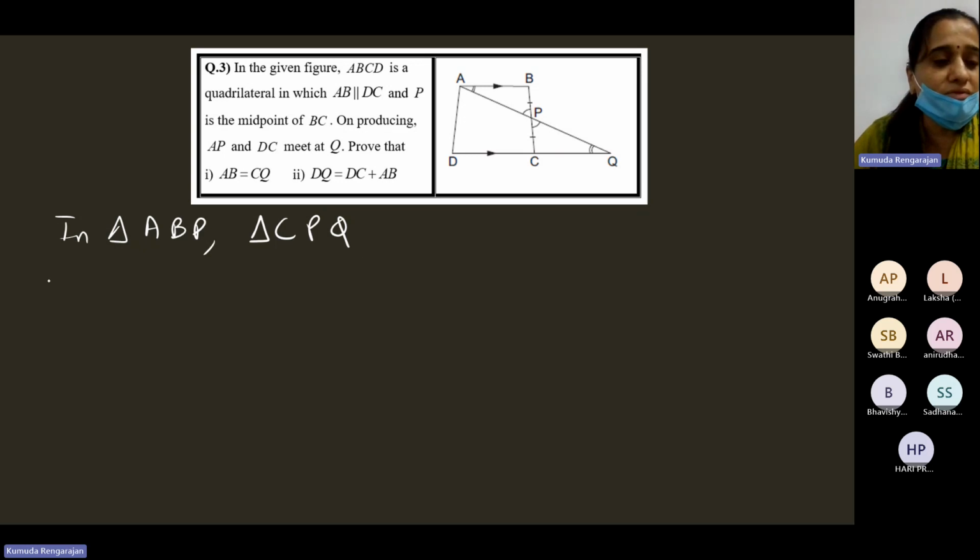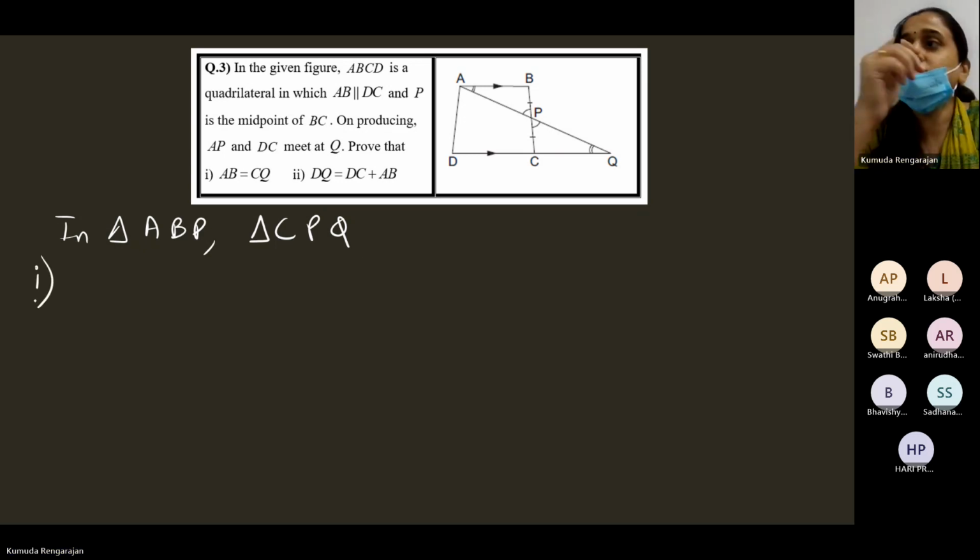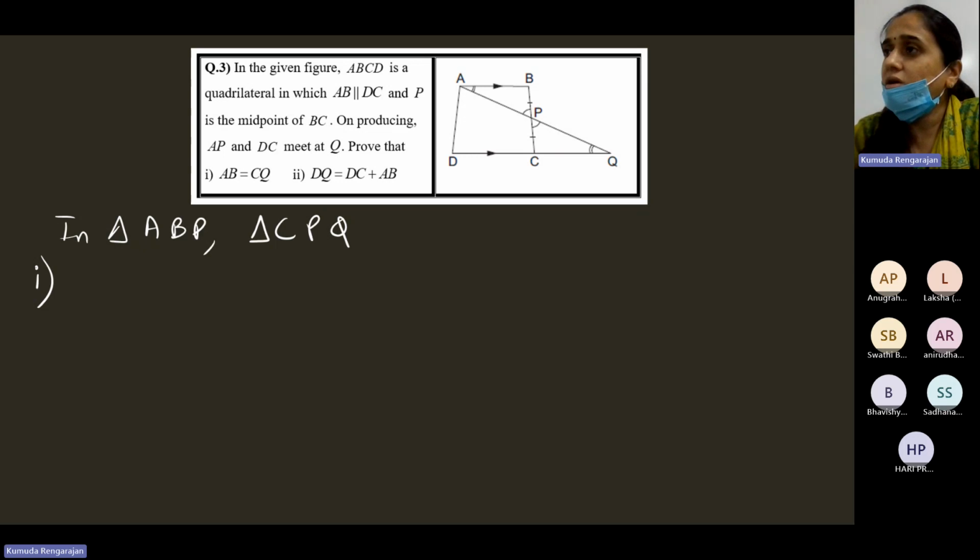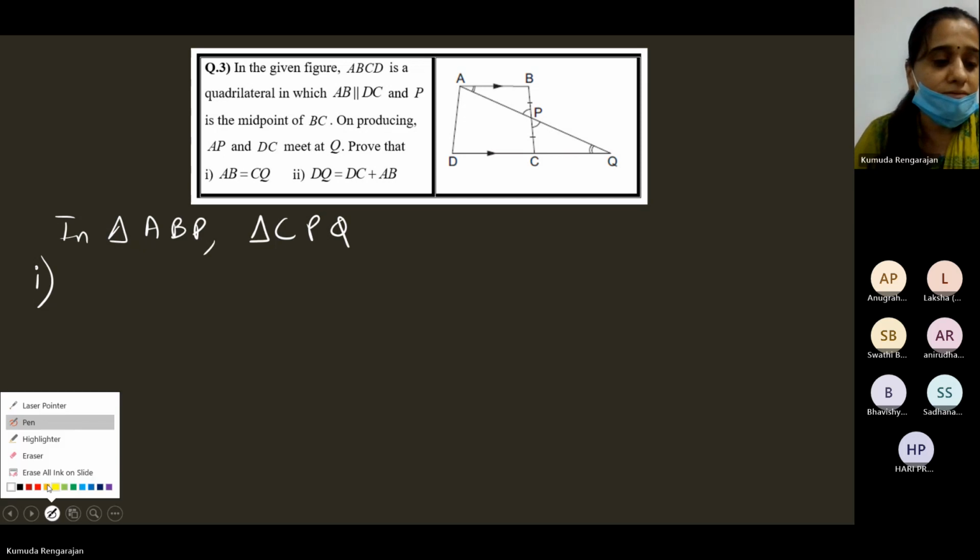Tell me the first one. See, when we have parallel lines, we can find alternate angles and say that they're equal, corresponding angles are equal. All right?